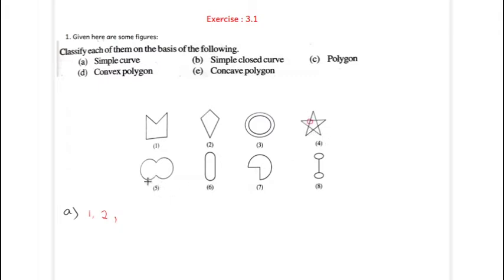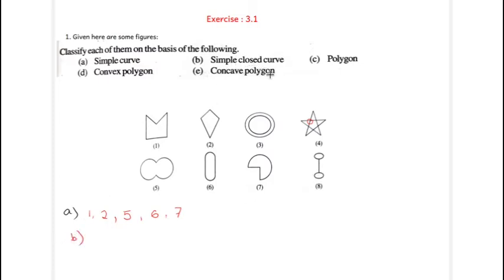Come to number 5. It is made up of curved line and it is a simple figure. Number 6 is made up of line segment and curved line, so it is a simple curve. Number 7 also is made up of line segment and curved line, so it is a simple figure. Number 8, see, 2 circles or oval shaped structures are there and then they are joined with a line, so it is not simple.